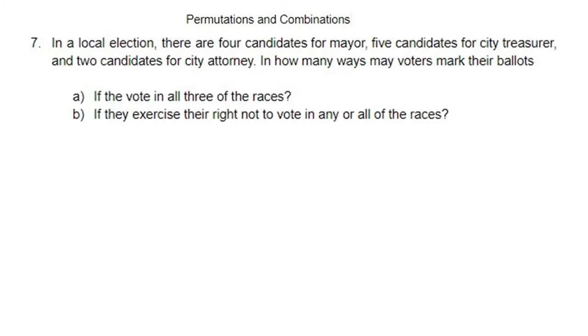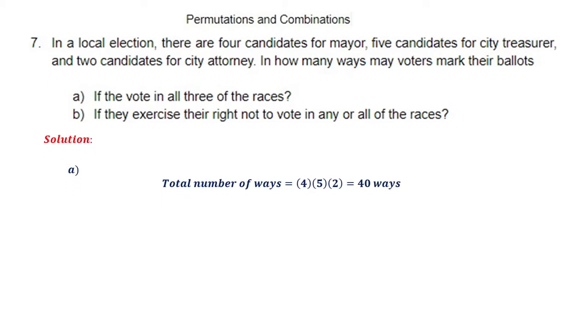In a local election, there are 4 candidates for mayor, 5 candidates for city councilor, and 2 candidates for city attorney. In how many ways may voters mark their ballots? A, if they vote in all three of the races. B, if they exercise their right not to vote in any or all of the races.